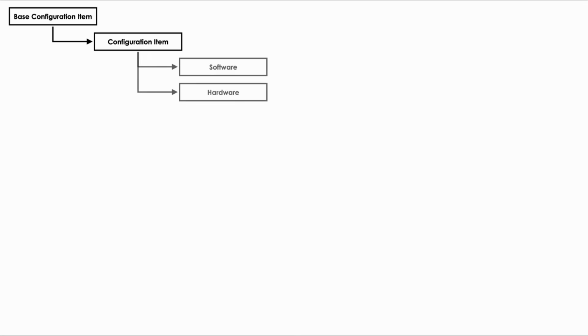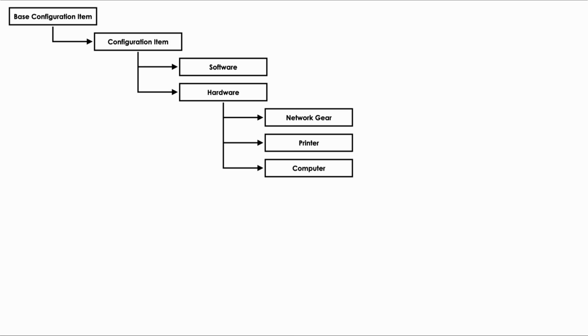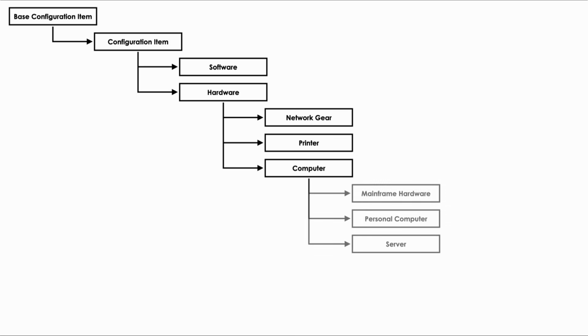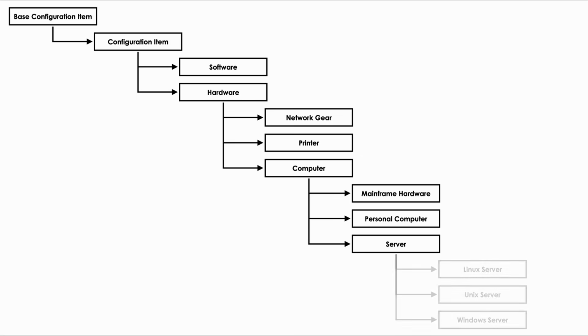So software and hardware get added, for example. And hardware gets extended by network gear and printer and computer and other stuff. Computer gets extended by mainframe hardware, or personal computer, or server, and other types of computers. And server gets extended by Linux server, Unix server, and Windows server. And on it goes. And I'll show you a great tool called the CI Class Manager in a second that displays this hierarchy in full.